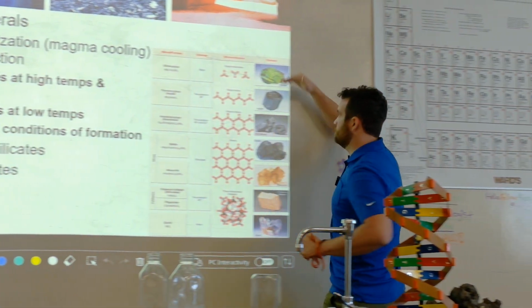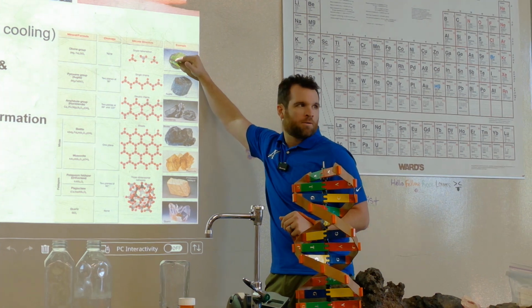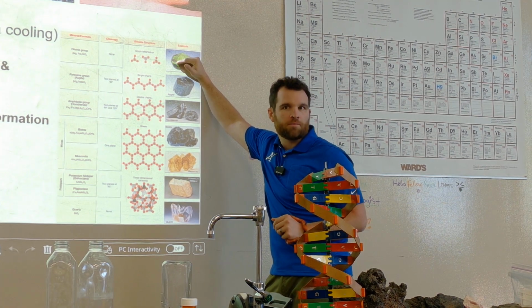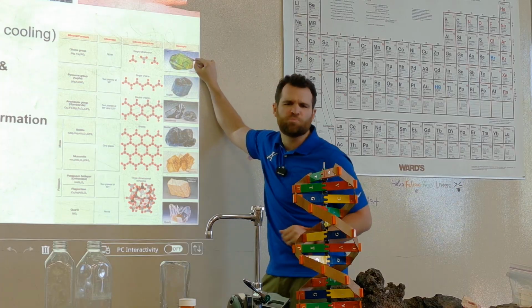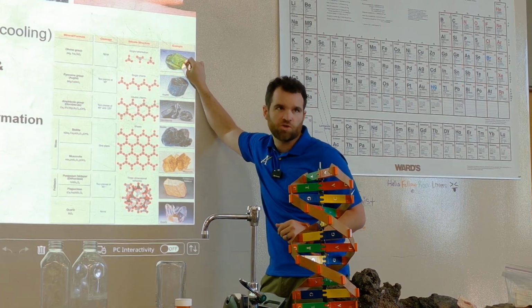Right off the top, single tetrahedron minerals that form olivine. We already heard about this one. We saw its chemical structure already. That's what it looks like. It's this beautiful, lovely green color. I'll show you some in a bit.